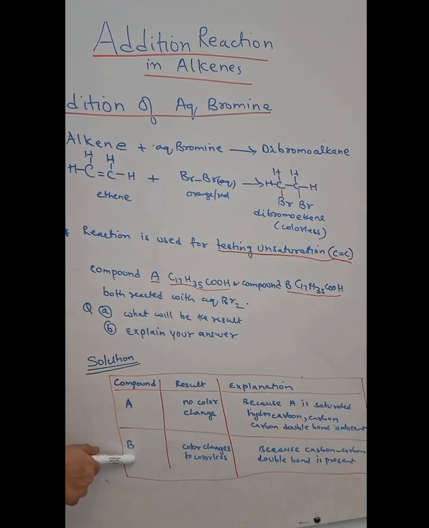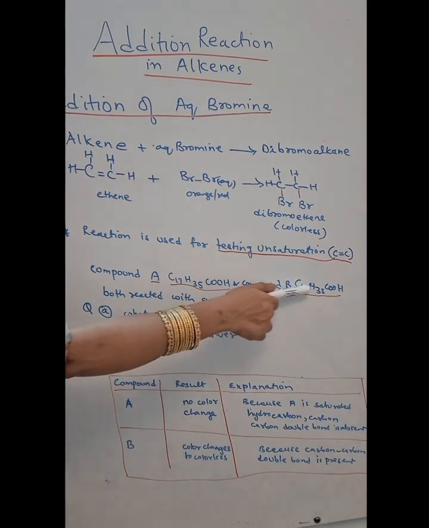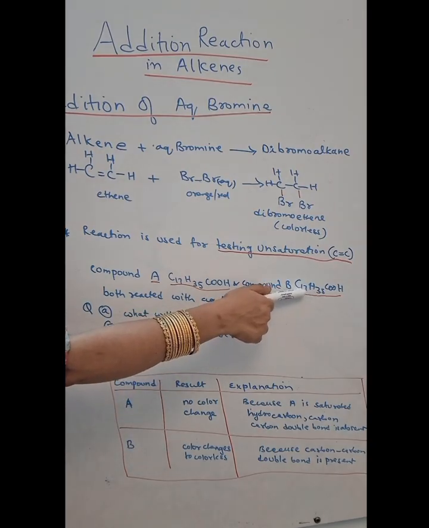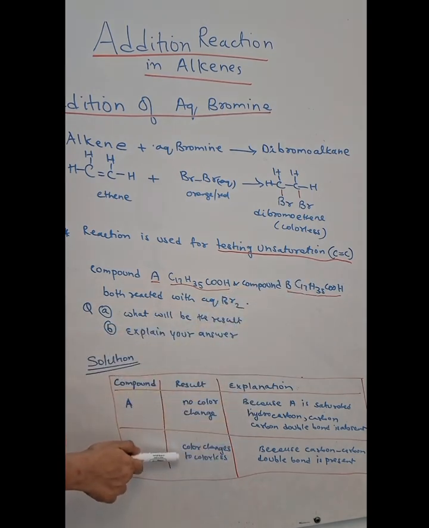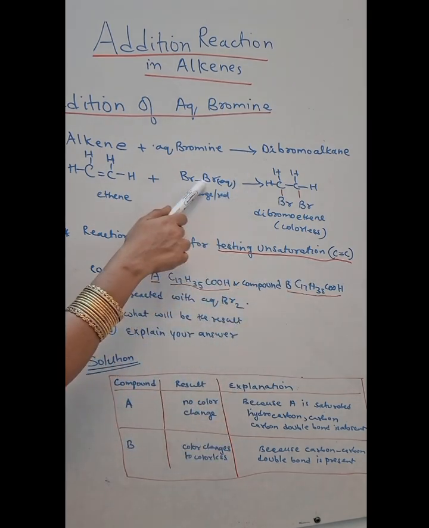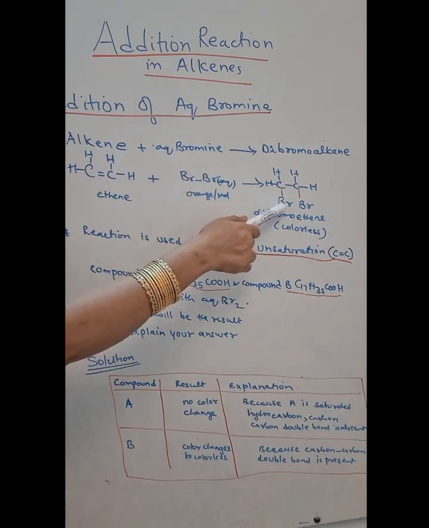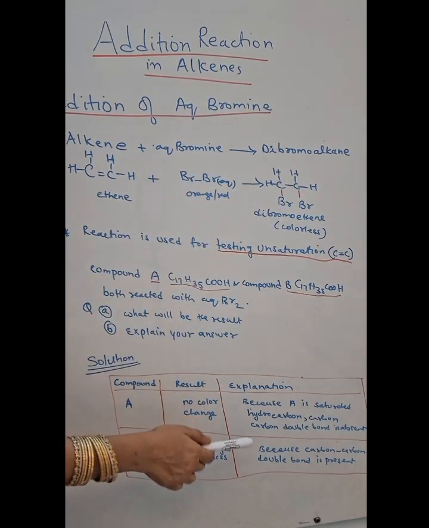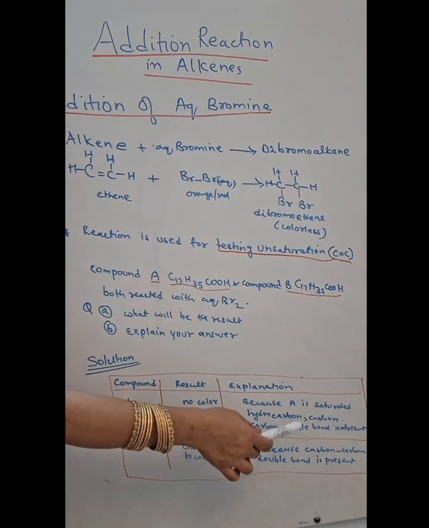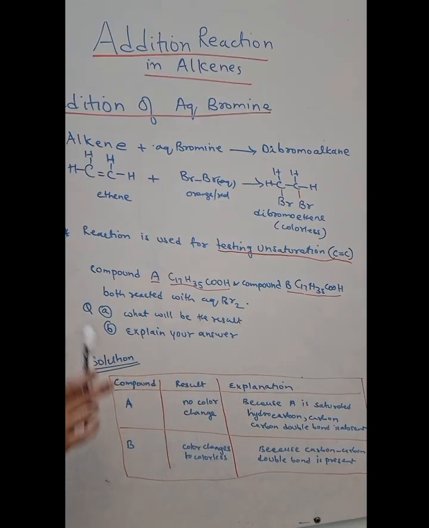That happens in case 2, which is B. The hydrogen number is less than double of the carbon number. That's why the color changes, because a double bond is present here, which will open and 2Br will get attached. So you see, because a carbon-carbon double bond is present, the color changes. Okay, so it is a very important reaction because it helps us understand whether a double bond is present or not.